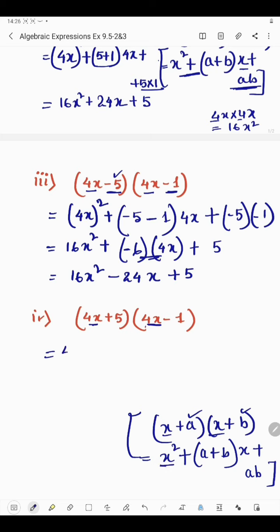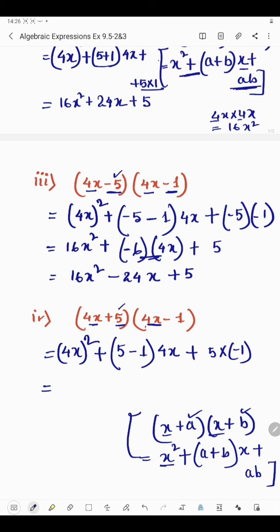So according to this identity, we'll write the square of the first term. So here the first term is 4x, so (4x) whole square. Then we have plus sign. Now the sum of the two different terms. So the two different terms are 5 and minus 1, okay. Now multiplied by x means the first term. So here the first term is 4x, plus a into b means the two different terms, which are 5 and minus 1. So this.